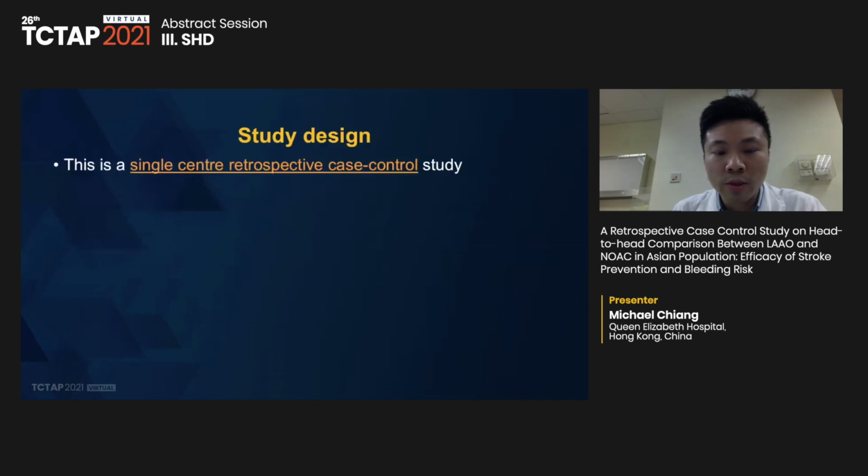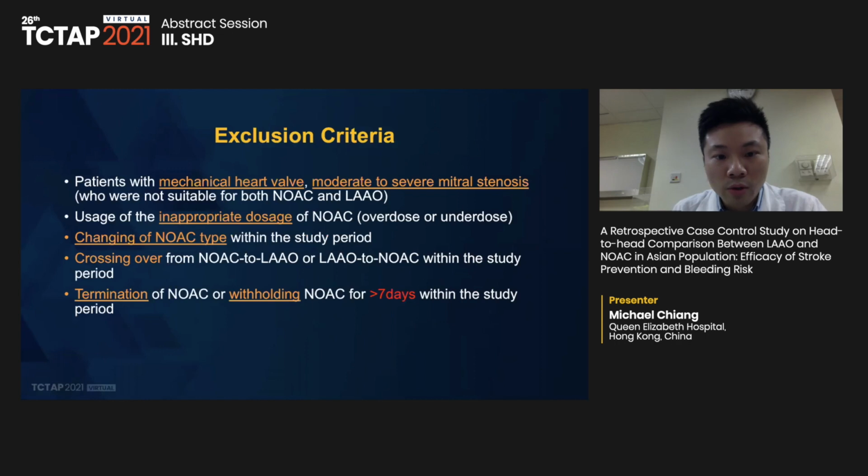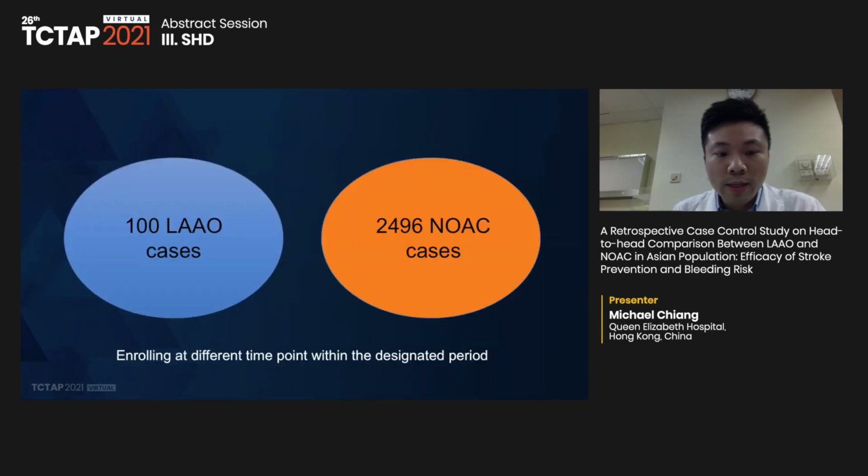It is a single-center retrospective case control study, and the inclusion criteria include adult patients with non-valvular AF or AFib indicated for anticoagulation, and all patients with LAAO performed or NOAC started between February 2013 and November 2017 were included. Exclusion criteria: patients contraindicated for NOAC or LAAO, inappropriate dosing of NOAC, changing of the NOAC type, crossing over between the two groups, or termination or prolonged withholding of the NOAC within the study period. Within that designated period, we have 100 LAAO cases with around 2,500 NOAC cases.